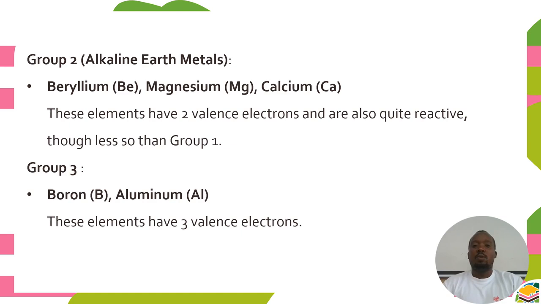Then furthermore, group number 3: boron, aluminium. These are the elements in group 3. And again, these elements are found in group 3 because they have 3 valence electrons.